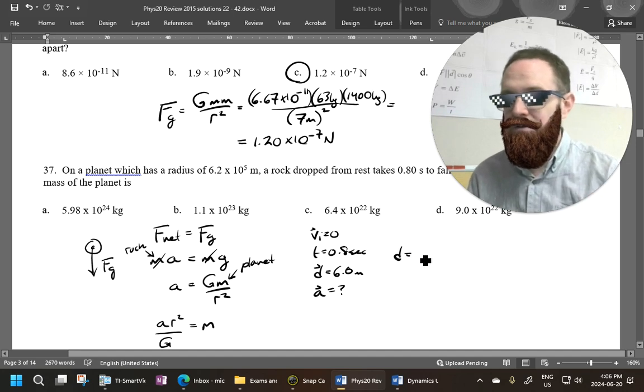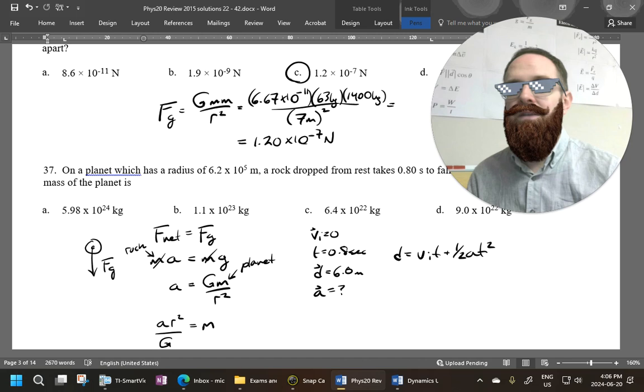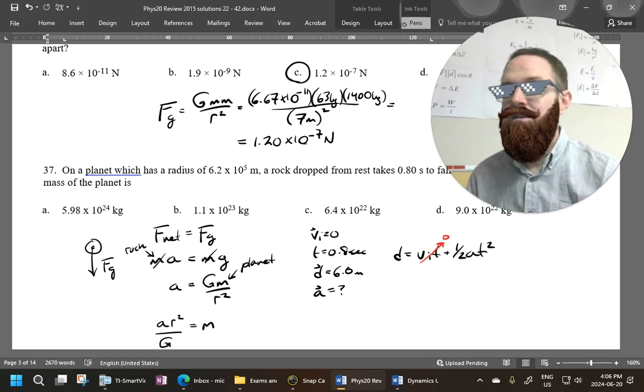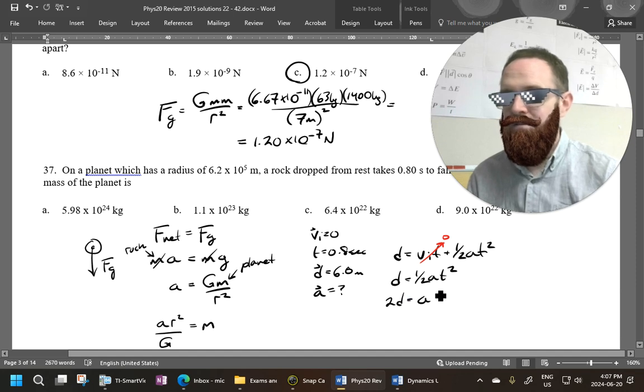which is going to be d is equal to vi t plus 1/2 a t squared. But remember, if I have some zeros, put those in first. So 0 times t is going to be 0. So that whole first term just disappears, which is kind of nice in our calculation here. To find a, to get rid of the half, I'm going to times by 2, and then I'm going to divide by t squared. Okay, so there's my a.